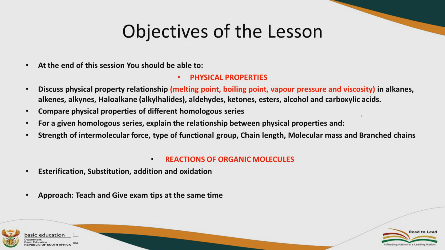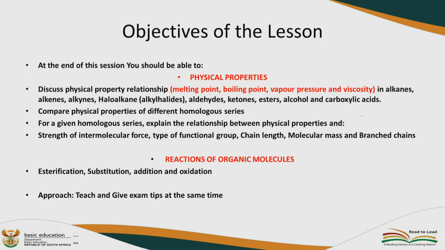You must be able to discuss physical properties, that is the melting point, boiling point, vapor pressure, and viscosity, in alkanes, alkenes, alkynes, haloalkanes, aldehydes, ketones, esters, alcohols, and carboxylic acids. So these are our 9 homologous series. You must be able to know the melting point, boiling point, vapor pressure, and viscosity of these 9 homologous series. You must be able to compare the physical properties of different homologous series. So we're sticking with 9 for technical science.